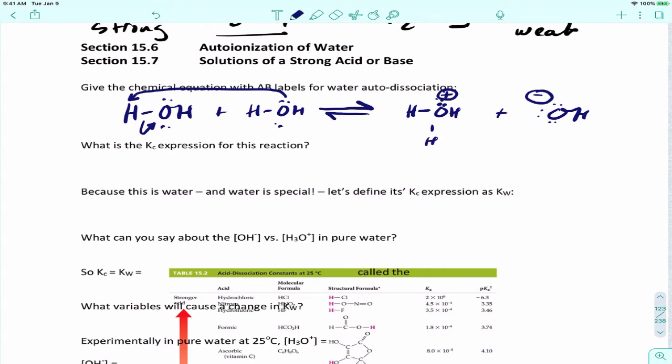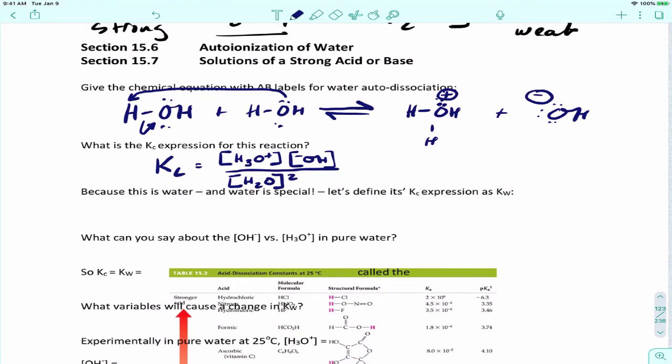And if we were to write the Kc expression for this reaction, it would be the concentration of H3O plus times the concentration of OH minus divided by the concentration of water. Now, since you have 2 moles of water, this is really just going to be water squared. Okay.